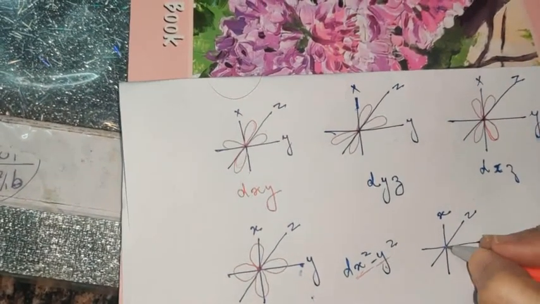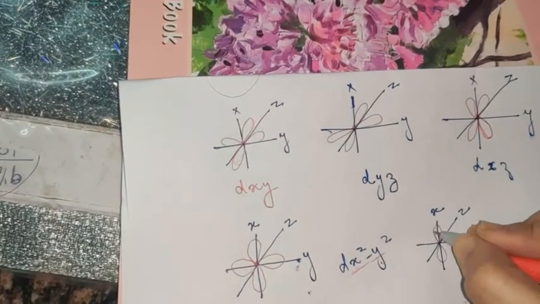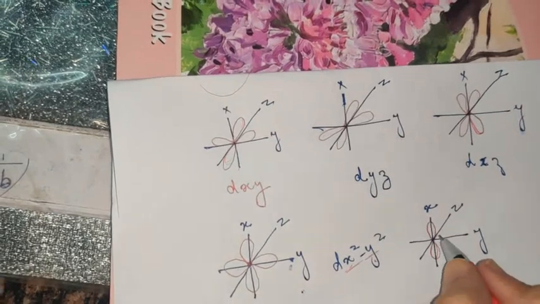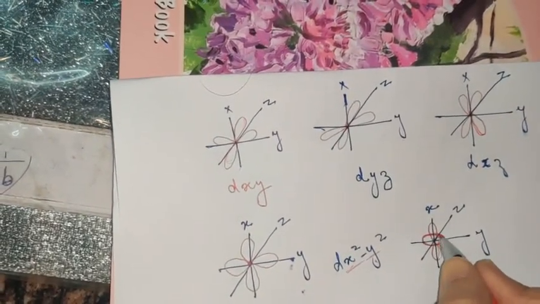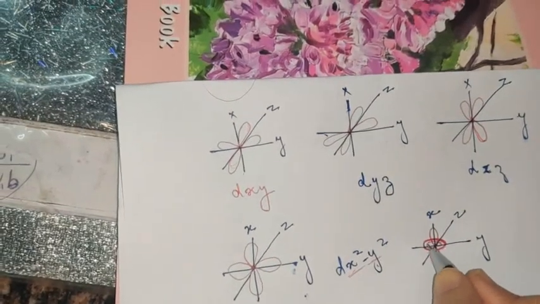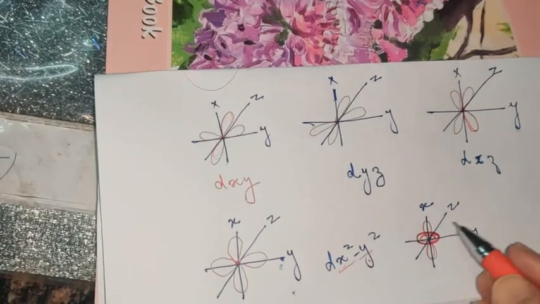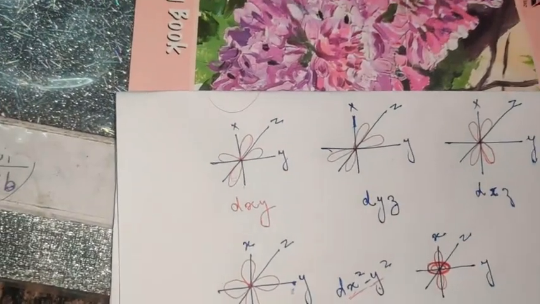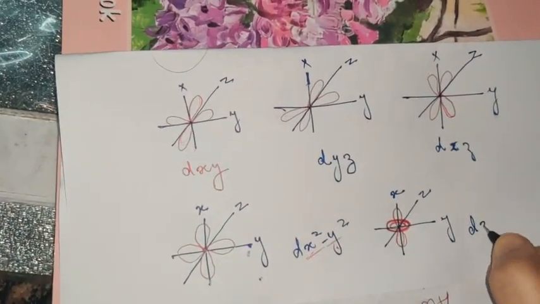In this, one dumbbell lies on any one plane, like this, and the other keeps on spinning on the other axis like this. You can see it appears like a donut with a ring in the center. Okay, and this is known as baby soother shape, and this particular orientation is known as dz square.